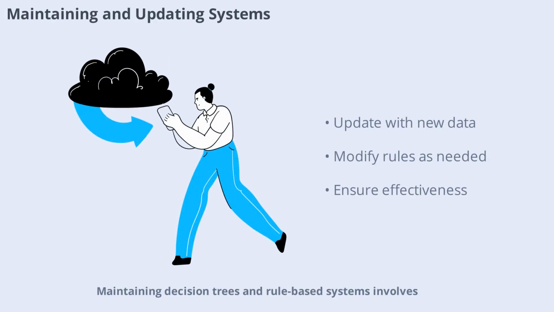Maintaining decision trees and rule-based systems involves regularly updating them with new data or rules. For decision trees, this might mean retraining the model with fresh data to improve accuracy. For rule-based systems, it involves adding, removing, or modifying rules as new knowledge becomes available. Regular maintenance ensures that the systems stay relevant and effective.